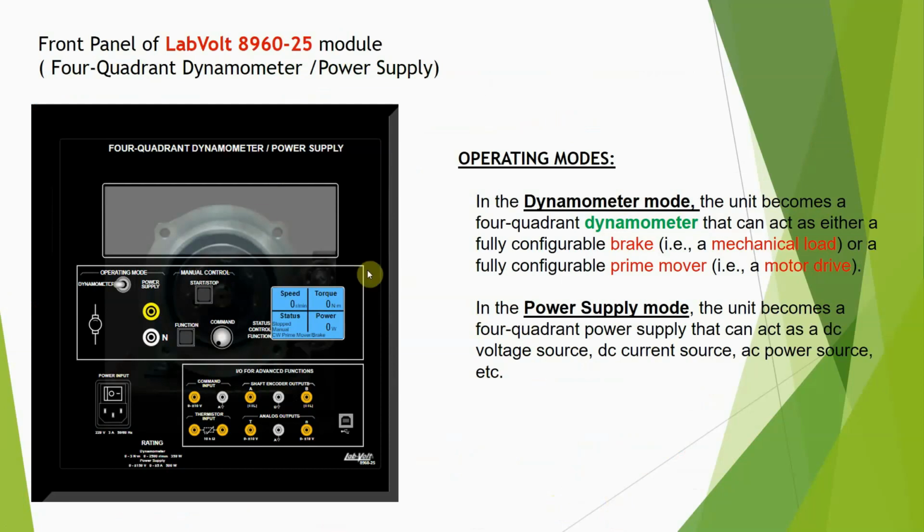So now this is what I'm talking about. This is the panel board, the panel screen of the 8960 model. This is the front panel, right? Let me just orient you with the parts of this panel. We have the function button. This is very important for controlling or setting up the screen, and also the command. These are the two important controls.